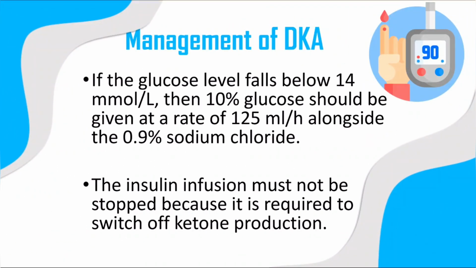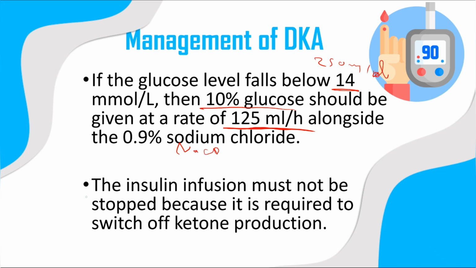If the blood glucose level is less than 14 millimole per liter or less than 250 milligram per deciliter, then you have to start glucose. You add glucose, not stop the normal saline. You add 10% glucose at a rate of 125 ml per hour alongside the 0.9% sodium chloride, normal saline.